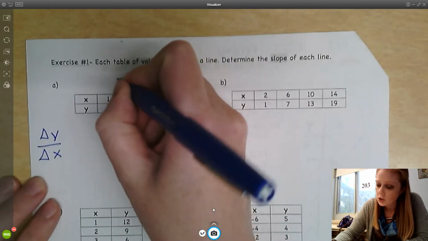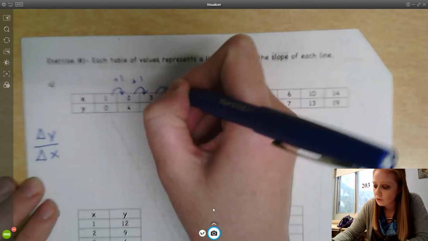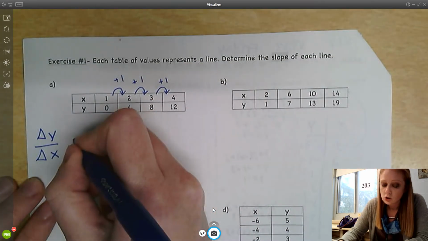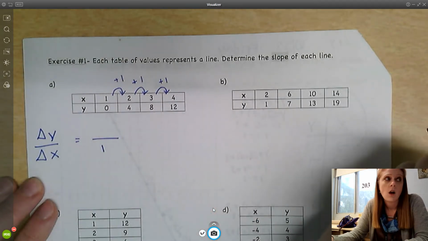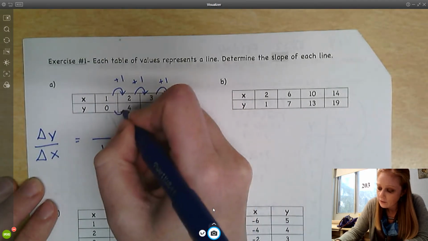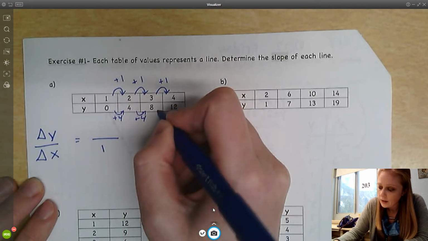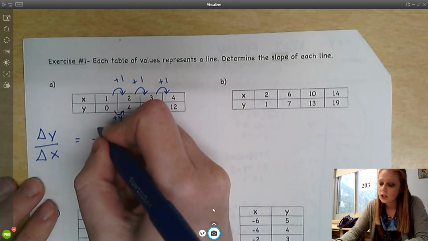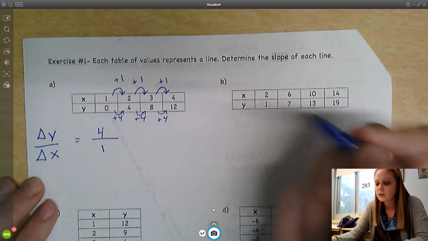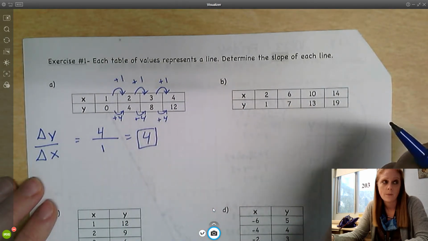So to get from 1 to 2, we're adding 1. 2 to 3, we have to add 1. From 3 to 4, we're adding 1. So our change in x is 1. Our change in y, to get from 0 to 4, we add 4. To get from 4 to 8, we add 4. And to get from 8 to 12, we add 4. So our change in y, which goes in the numerator, is 4. 4 over 1 simplifies to 4.